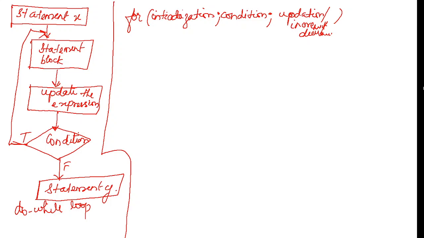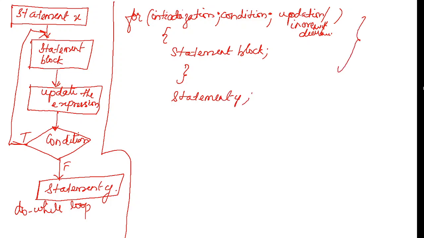Initialization, semicolon, condition, semicolon, updation. You are entering into the loop, open the curly braces, then the statement. If the condition is true, then your statement block will be executed, ending with a semicolon. If the condition is false, it will come out of the loop and statement Y will be executed. So this is the syntax of your for loop.